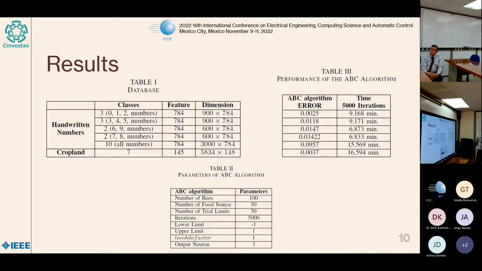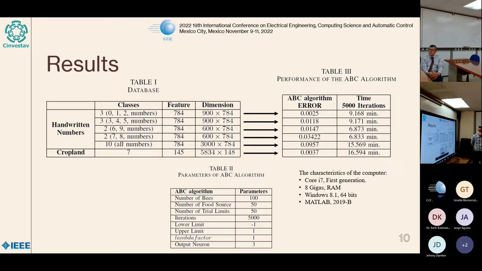In table 3, we present the performance of the ABC algorithm. For the first data set, the numbers 0, 1, and 2, we spent a time of 9.168 minutes and achieved a value of 0.00225. And the error, we can see that the error is very, very small.